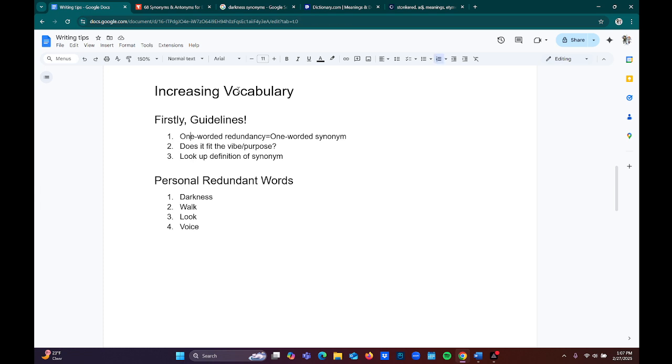So yeah, those are the words that I have, the rules that I have when I'm looking for synonyms.